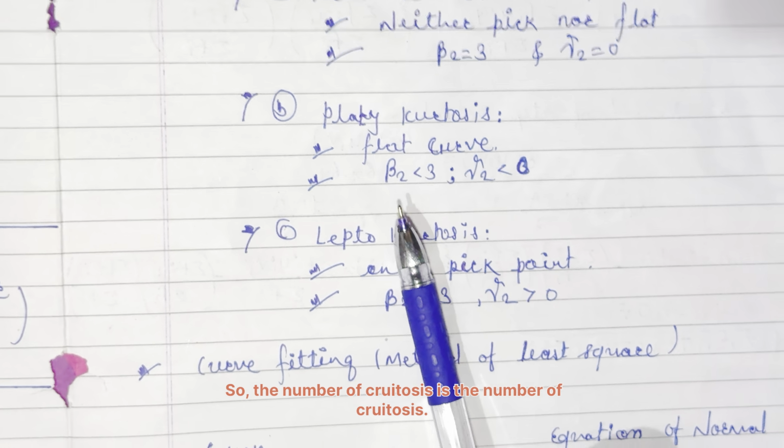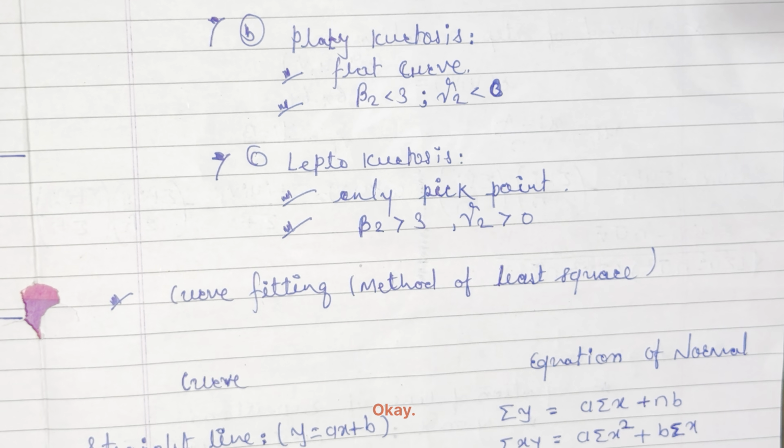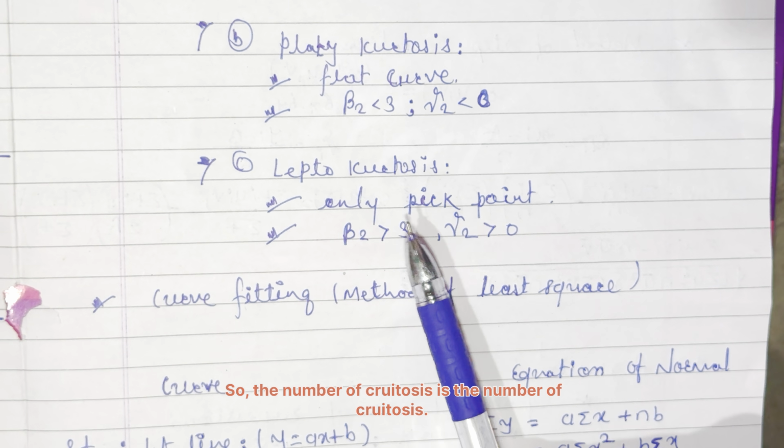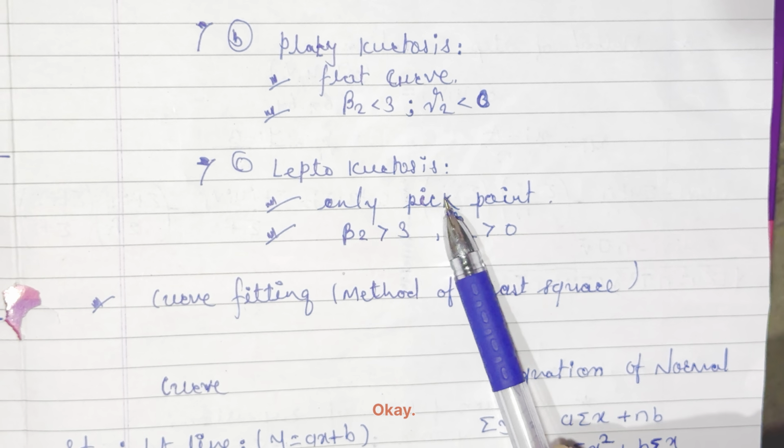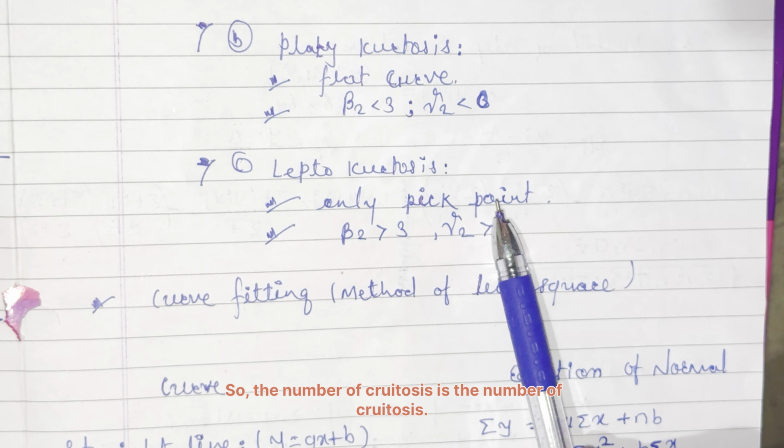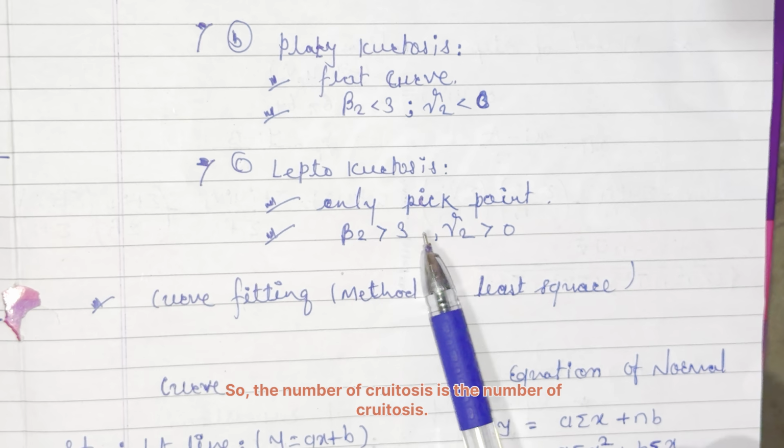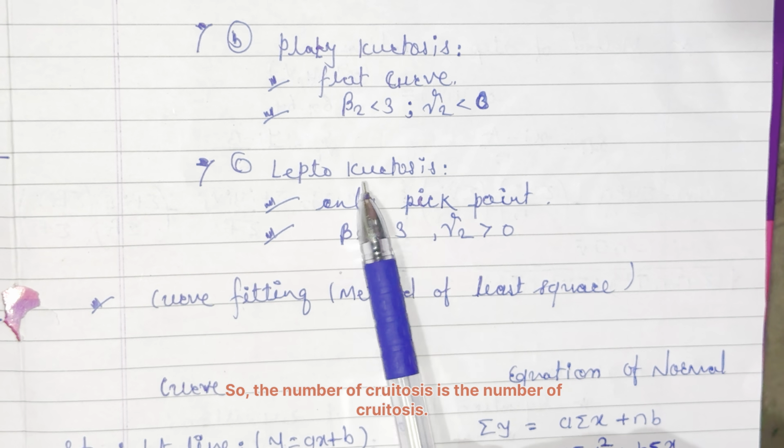And the third part, leptokurtosis. Leptokurtosis means the curve which has only a peak point. If beta 2 is bigger than 3 and gamma 2 is bigger than 0, then we consider it leptokurtosis.